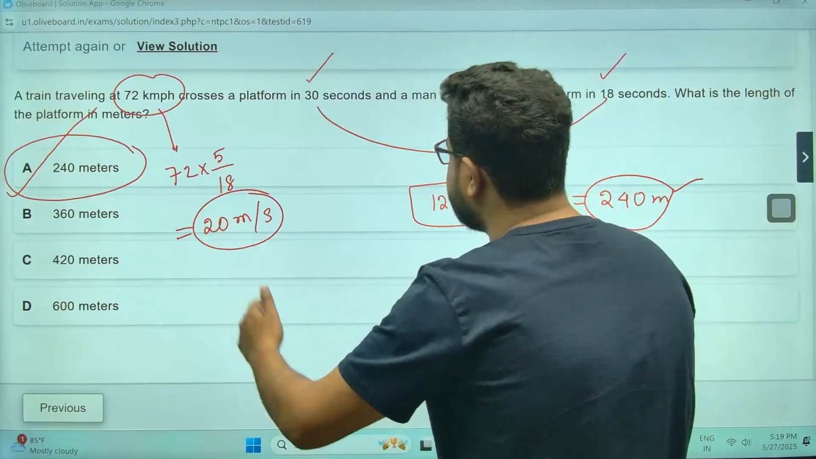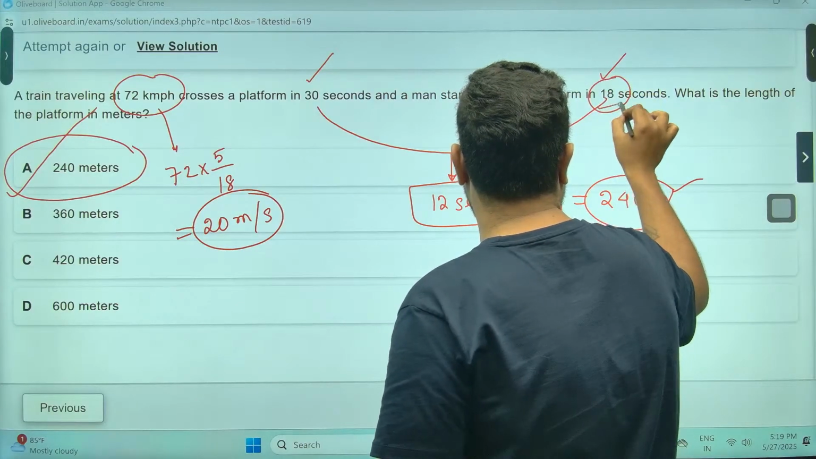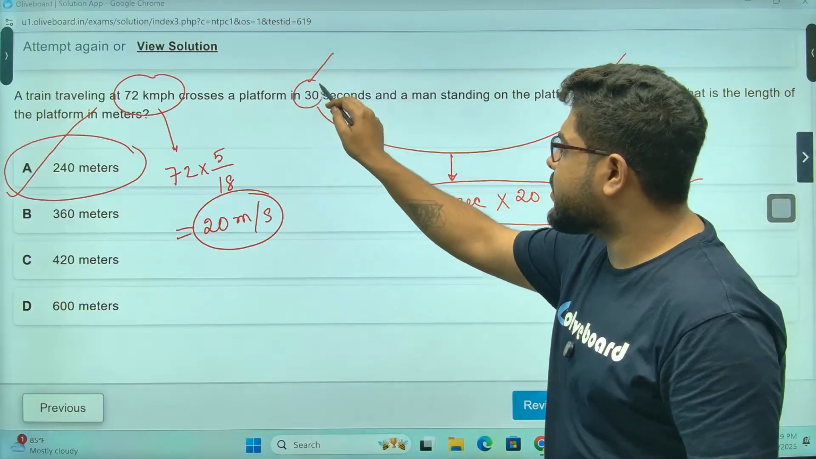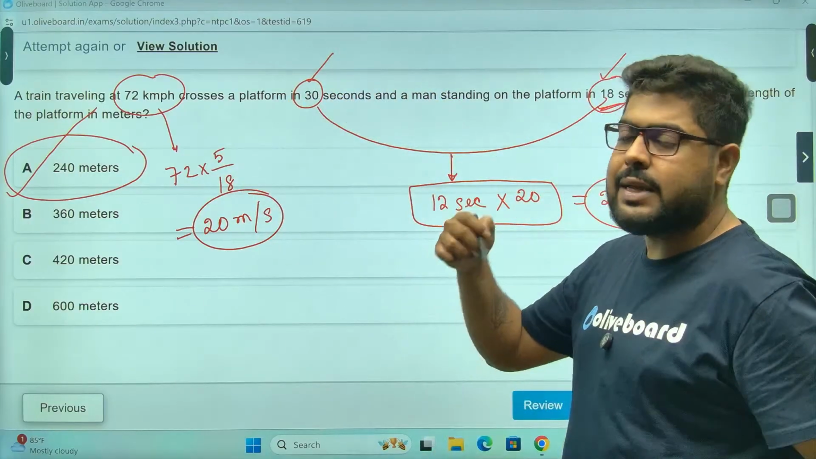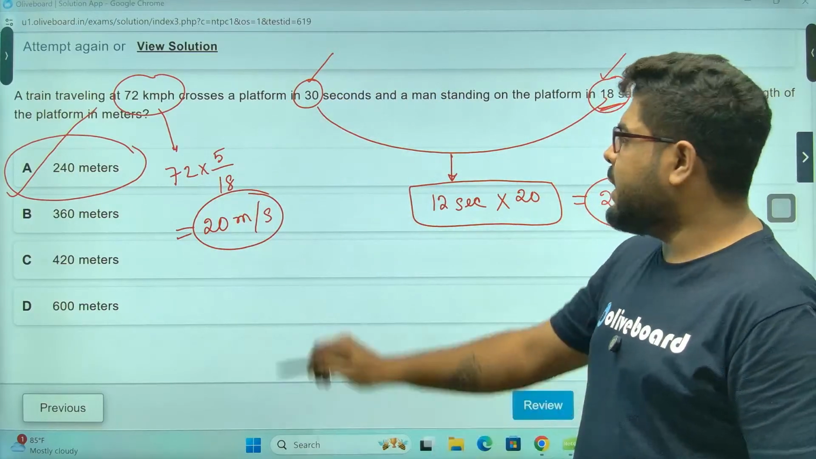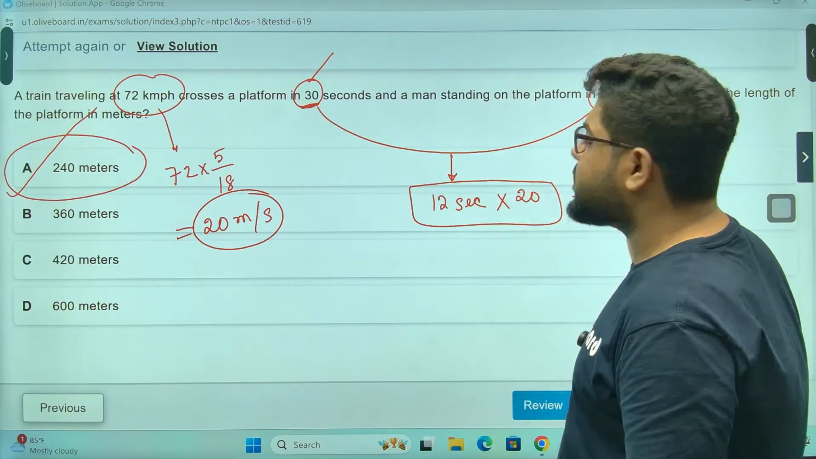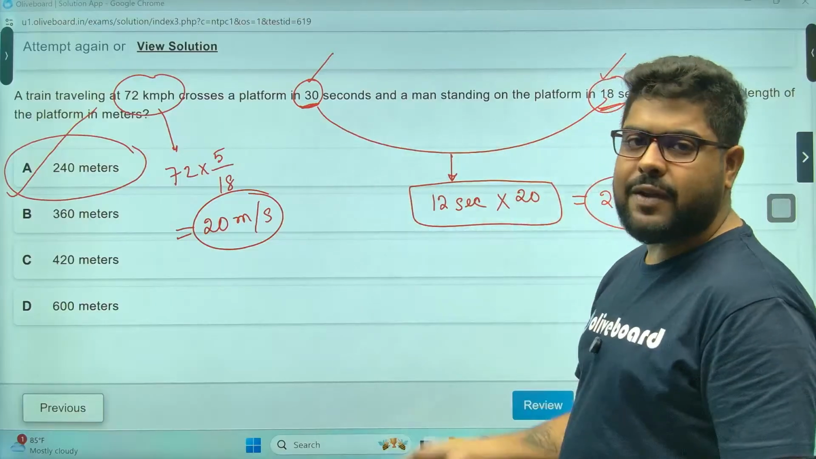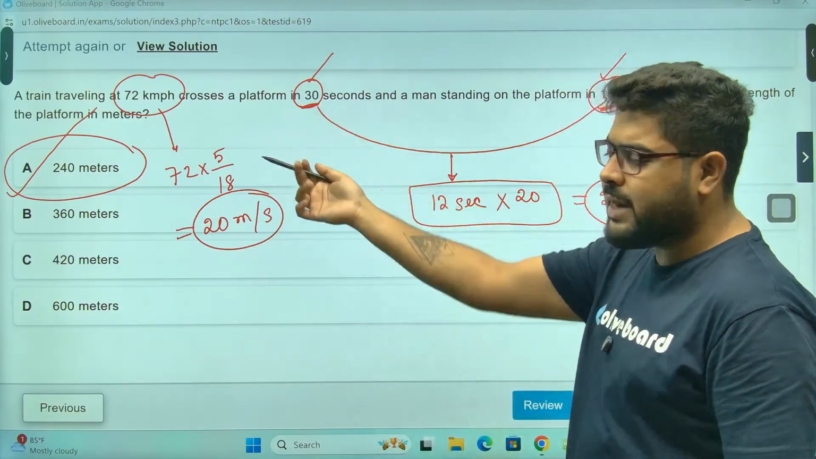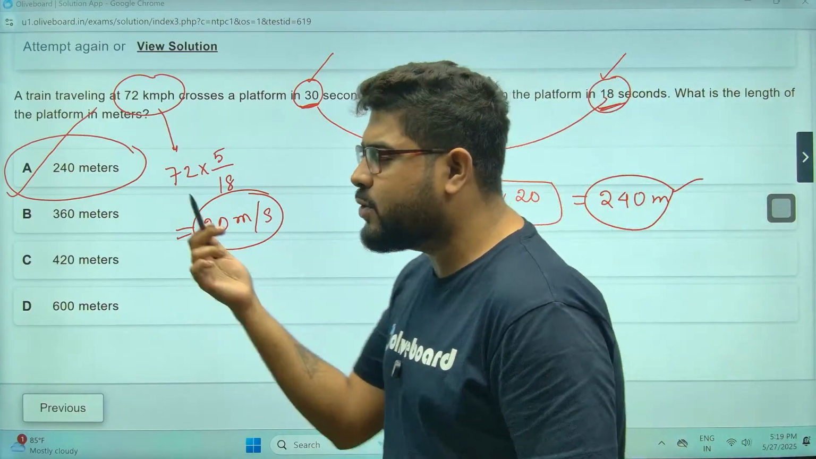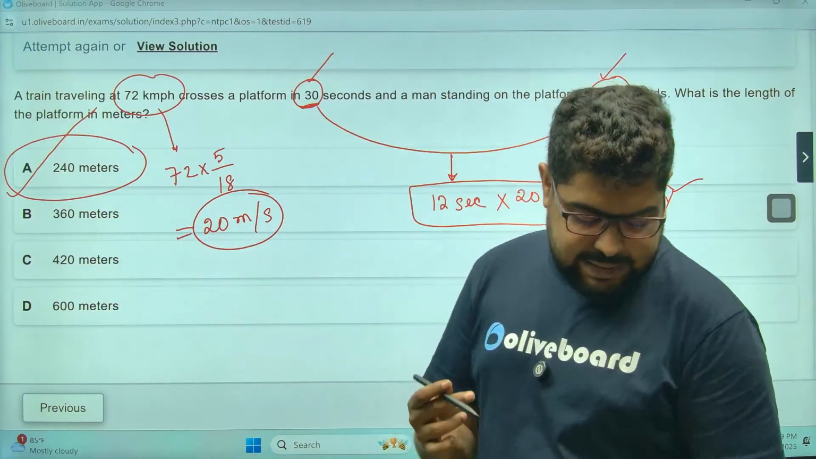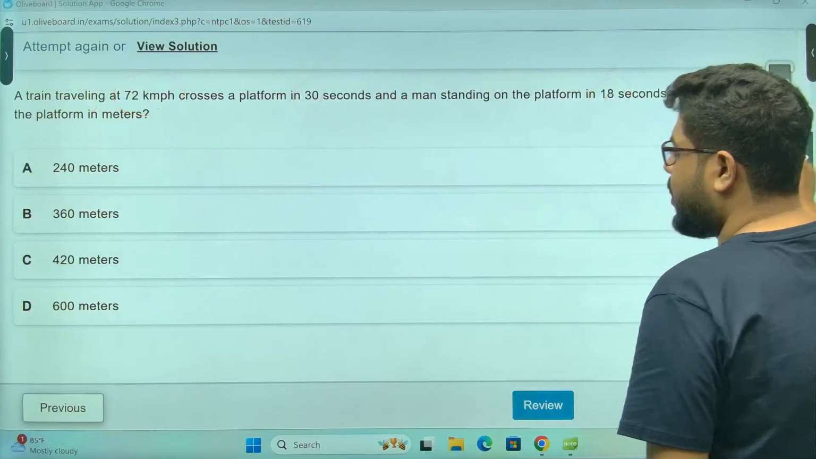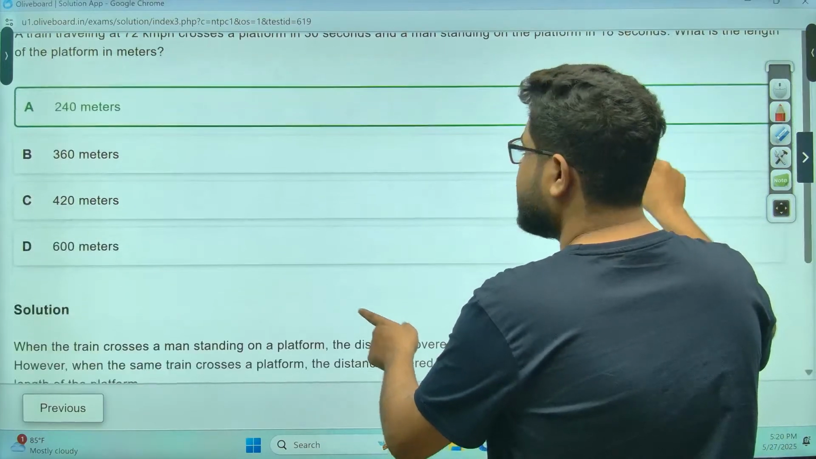The platform length. Whenever it takes 18 seconds, it is crossing its own length. In 30 seconds, it's crossing a platform, meaning its own length plus the length of the platform. Out of this 30 seconds, 18 seconds it took to cross its own length. So the remaining 12 seconds it took to cross the platform. We know the speed, so whatever distance that train goes in those 12 seconds, that's the length of the platform, sir. Perfect. Not difficult, sir. Which one was it? 240, right?